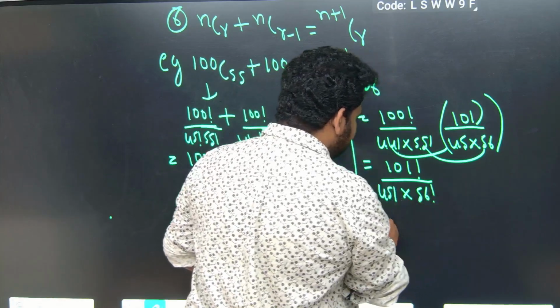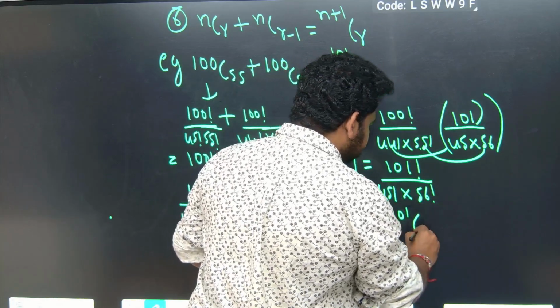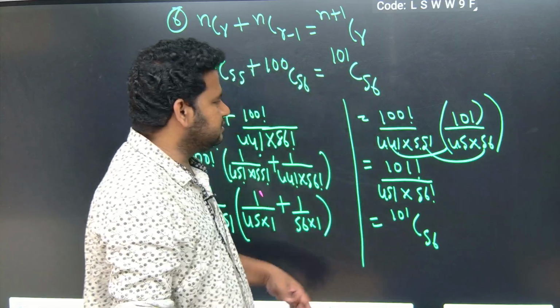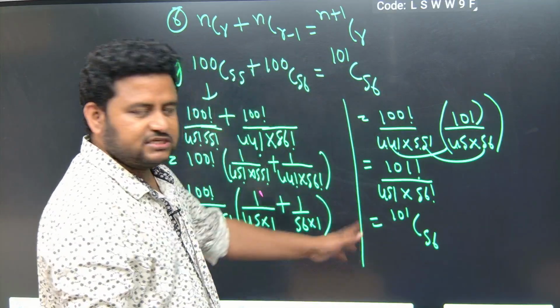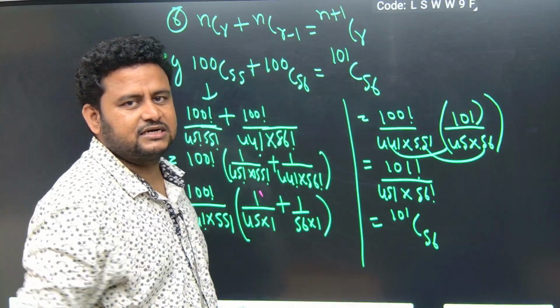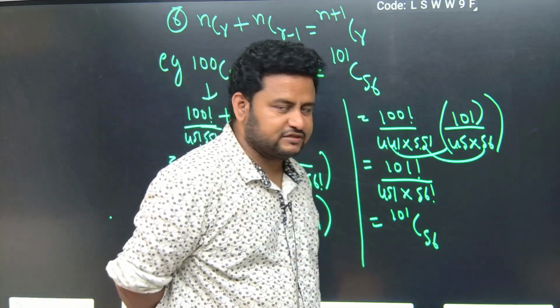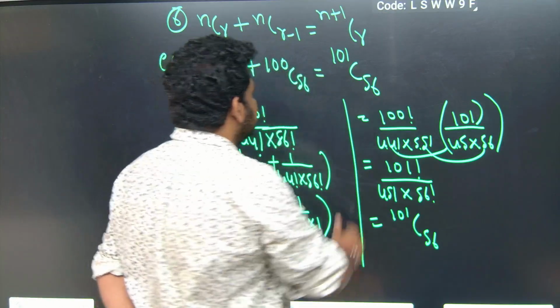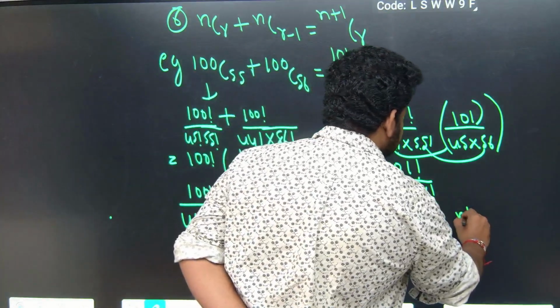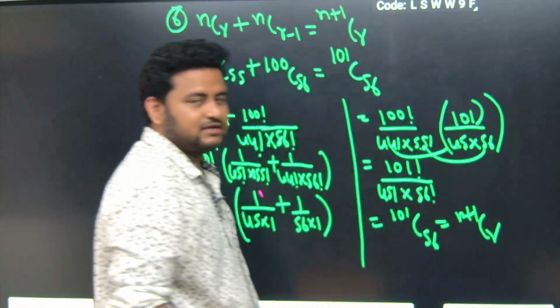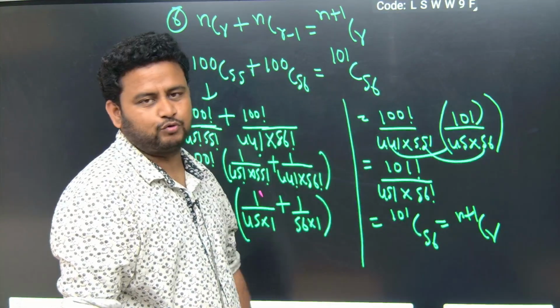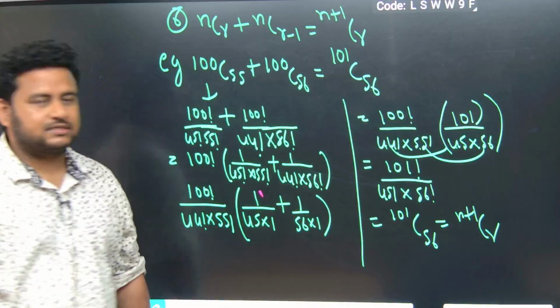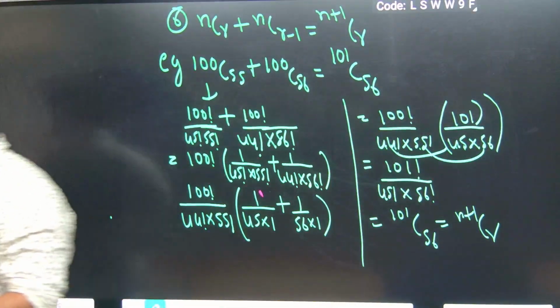So this is nothing but 101 C56. That is the right answer to this question, friends. 101 C56, that is nothing but equal to n plus 1 CR. That is what we got. Hence that is the right answer, which means the property is proved. Okay, clear?